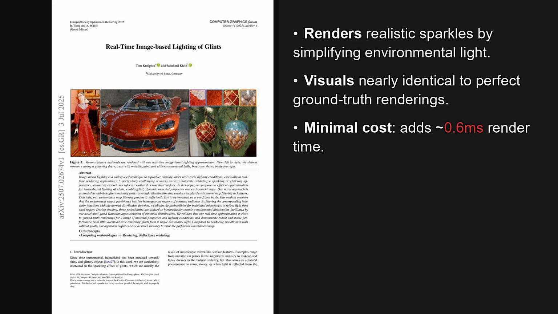I'm Alex, and today we're looking at a paper trending on X, published on July 3rd, 2025, just a couple of days ago. It introduces a new way to render those tiny sparkling glints on surfaces in real time, adding only about half a millisecond of render time on a high-end GPU. The paper is titled, Real-Time Image-Based Lighting of Glints, 2507.02674v1, and as we'll see, the visual results are almost indistinguishable from the ground truth. Essentially, it solves the tricky problem of making glittery and metallic surfaces look realistic under complex, changing lighting.